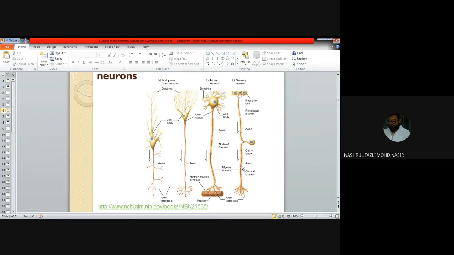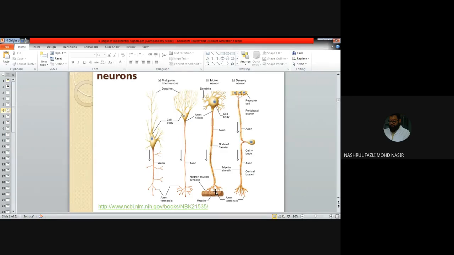This arrow indicates the direction of conduction of the action potential. For multipolar interneurons, each has profusely branched dendrites which receive signals at synapses from several hundred other neurons, and a single long axon that branches laterally at its terminal. So it connects to hundreds of other neurons. How about the motor neuron? A motor neuron innervates, meaning it connects to, the muscle cells. It has a single long axon extending from the cell body to the effector cell. So this is the effector cell.